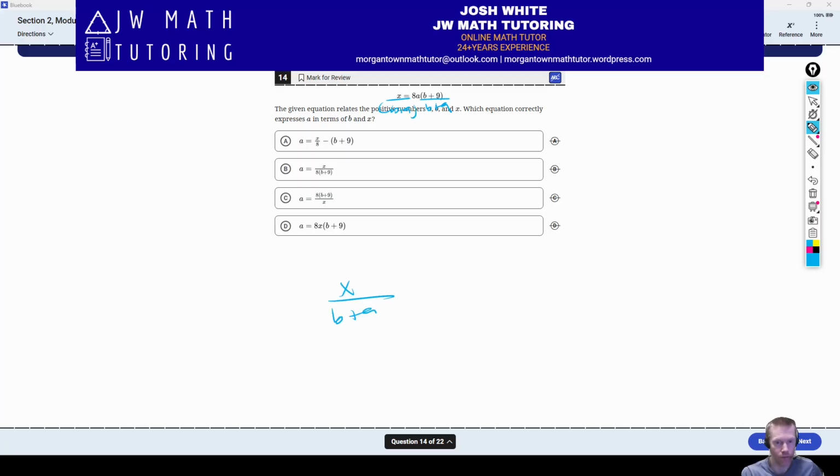So you get x over b plus 9 equals 8a. And then, I mean, I could actually have done this in the first step, but I'm going to divide by 8. So I'm going to put the 8 out here. And that's it. A equals x over, and the denominator, 8 parentheses b plus 9. So it looks like the answer choice to this one is letter B.